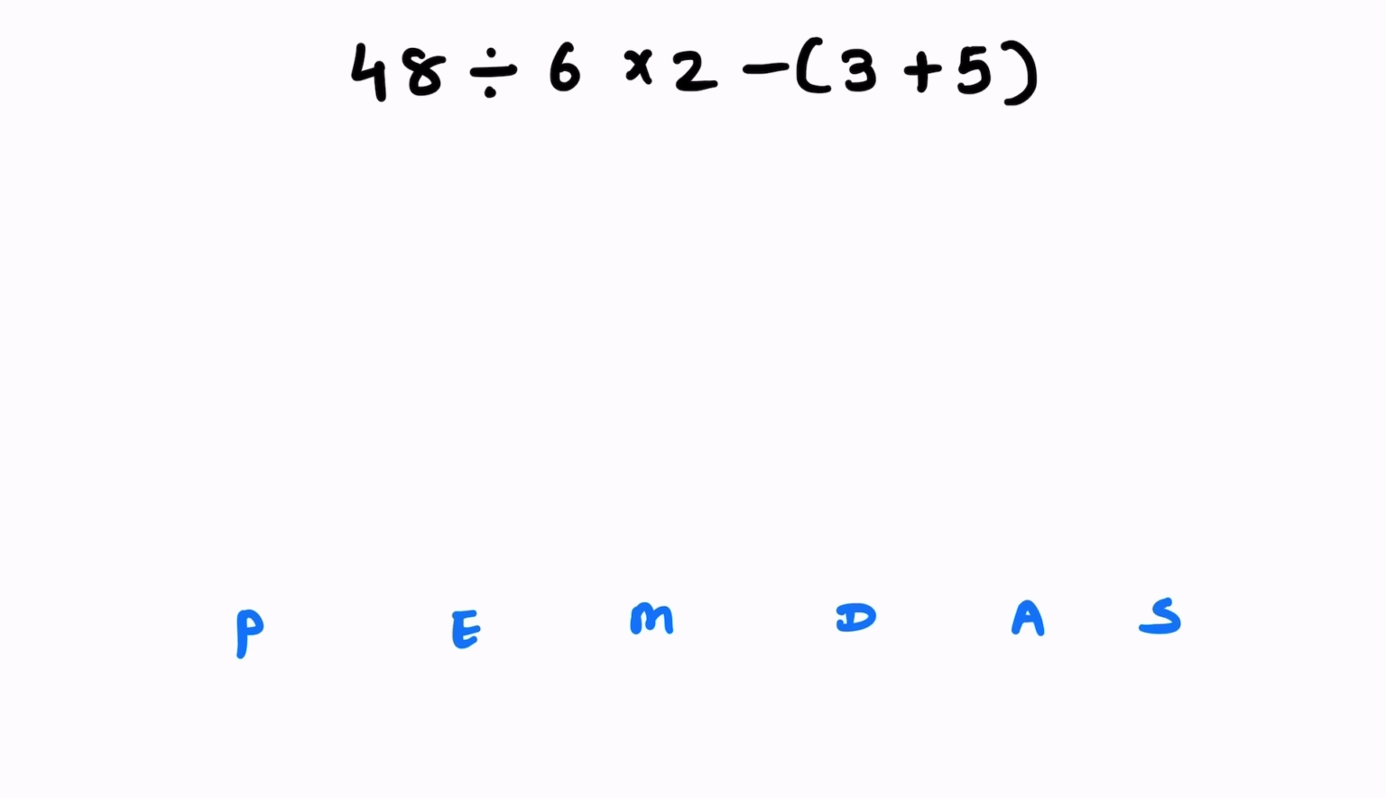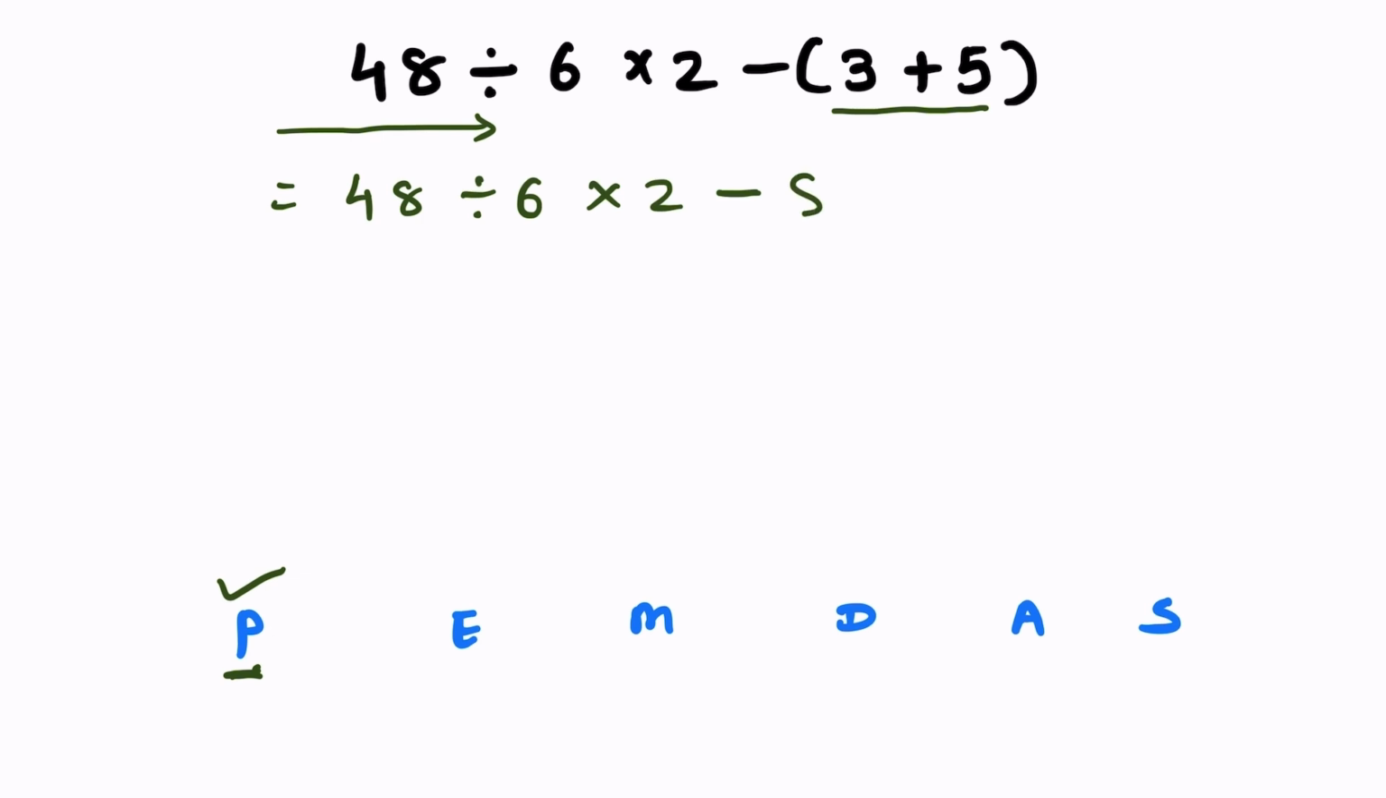Now let's start solving this expression from left to right using PEMDAS rule. So first of all we will check for parenthesis. So yes, we have parenthesis here. So we are going to solve that first. So 48 divide by 6 multiply by 2 minus 5 plus 3, that is 8.